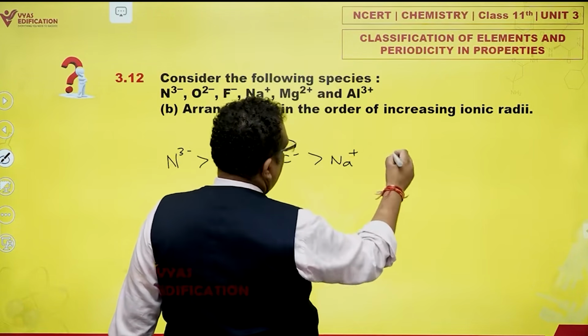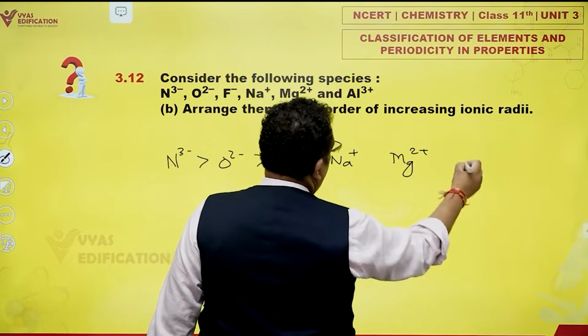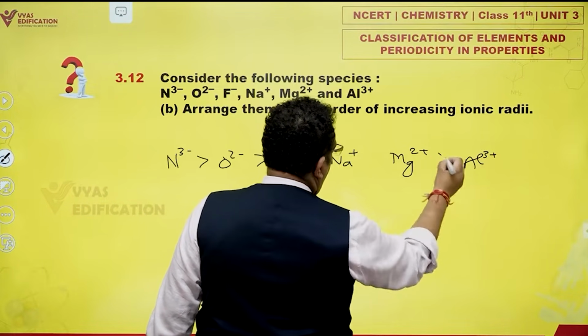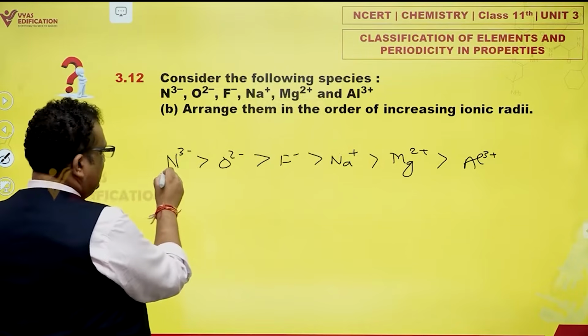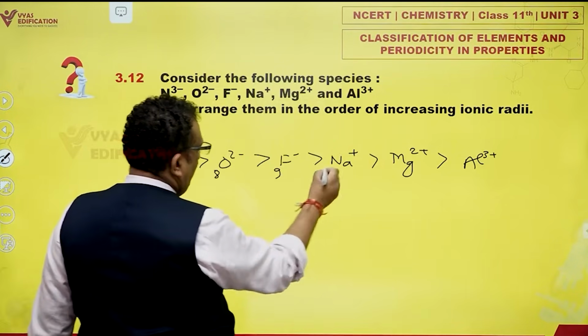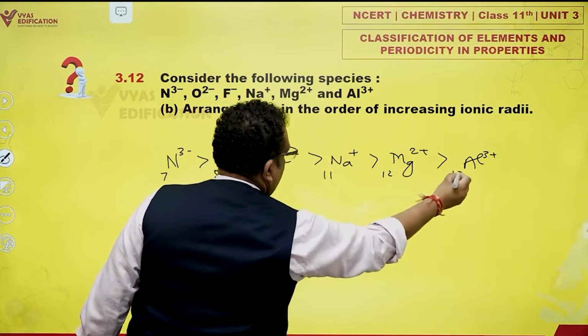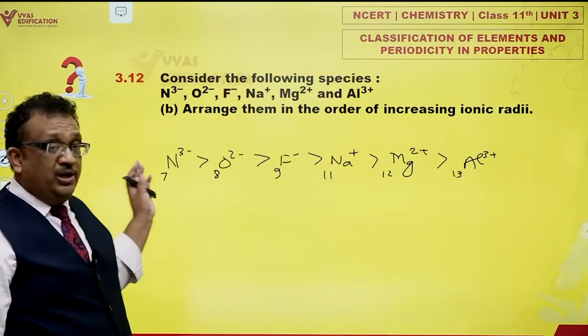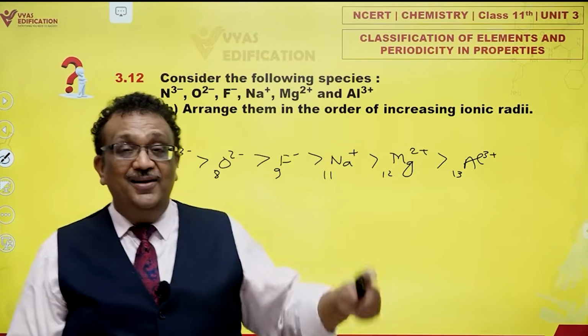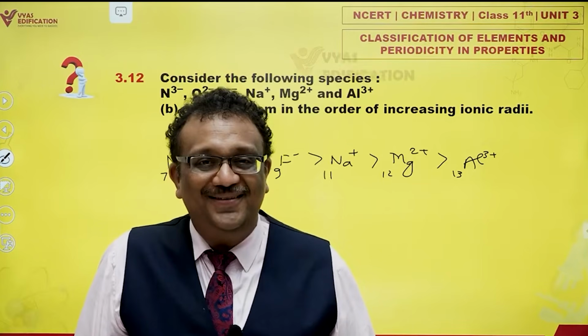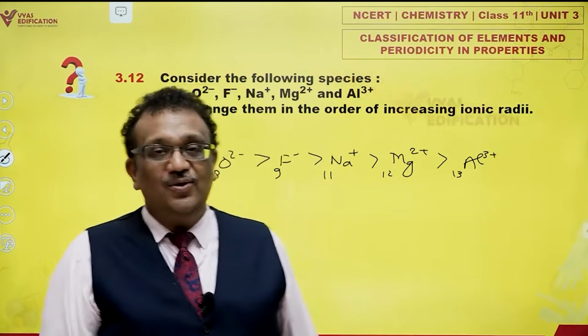As the charge on the nucleus increases, and how do we discover the charge on the nucleus? This has only 7, 8, 9 protons, 11, 12, 13. The number of protons in the nucleus is going on increasing, and that makes the ion smaller. Indeed. This is the ionic radius order.